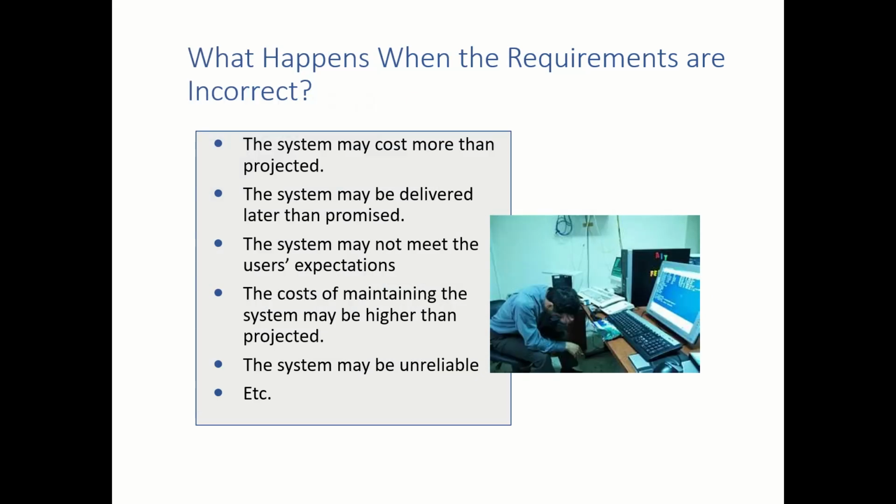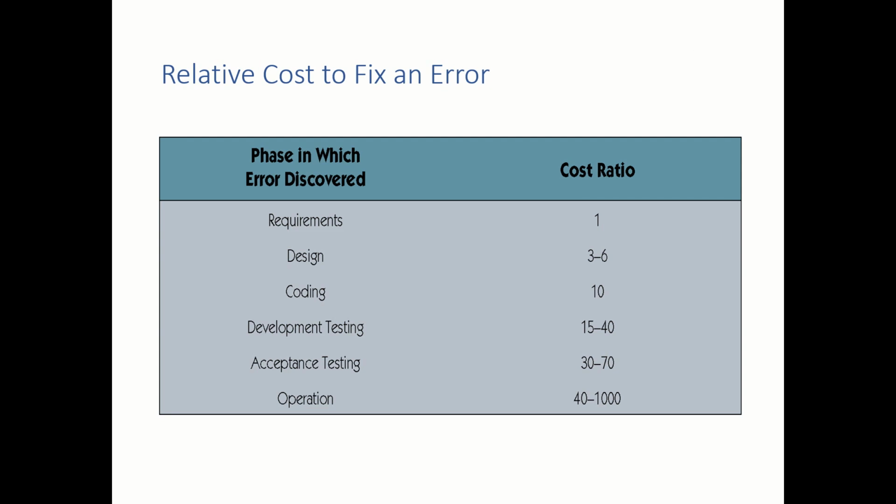If you do not have the right requirements, or if you have incorrect requirements, the whole thing goes topsy-turvy, right? The system may cost more than the projected or expected amount. The system may be delivered later than promised, and the system may not meet the users' expectations at all. The cost of maintaining the system might become higher. The system may become completely unreliable. So how can we actually fix this?